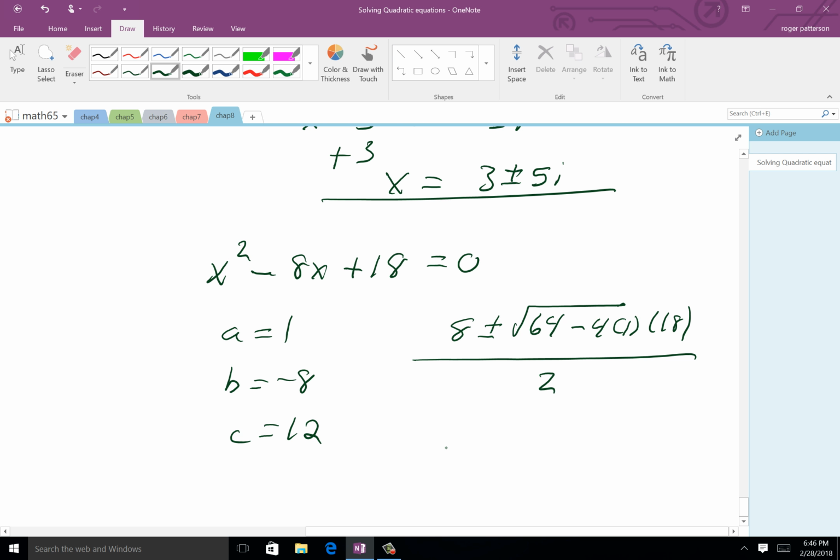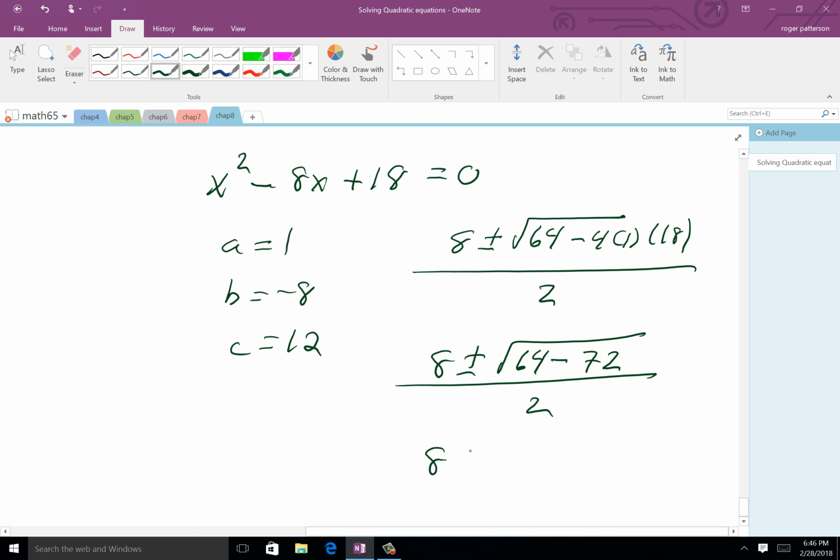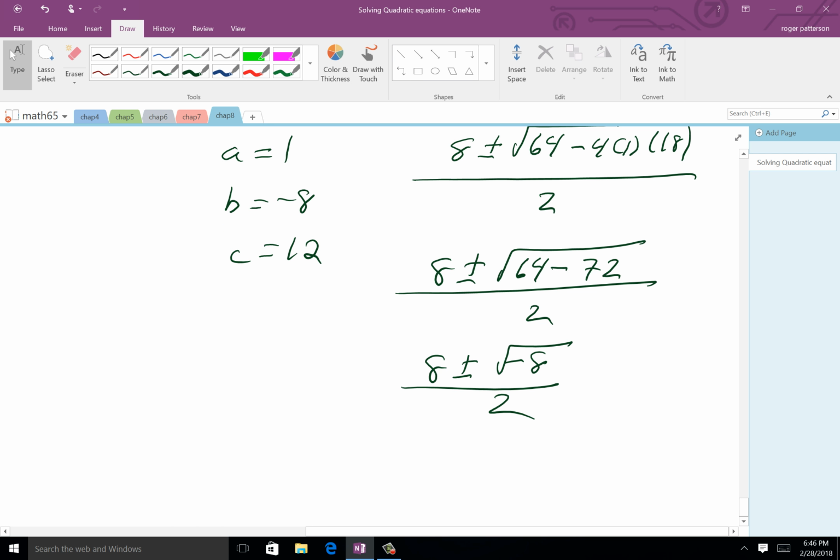Over 2. So 8 plus or minus 64. That's what I get for using 8. And 4 times 18 is 72. So then we're going to get 8 plus or minus the square root of negative 8, correct, over 2. And there's our negative. So on your assignment, you would have said, oh, no real solution, can't have a negative underneath there. But now we can deal with it because we know about imaginaries.